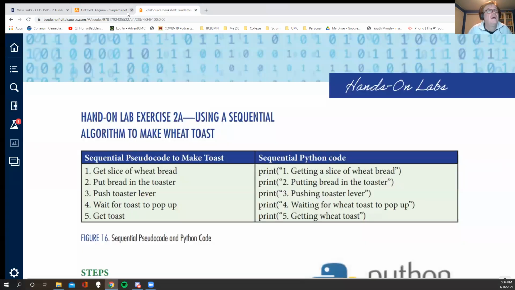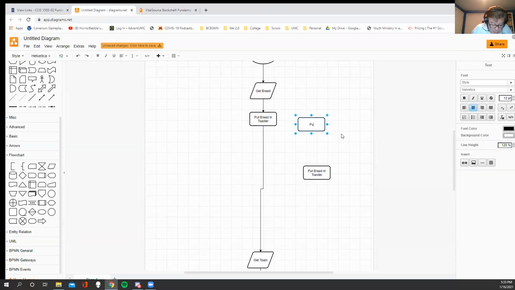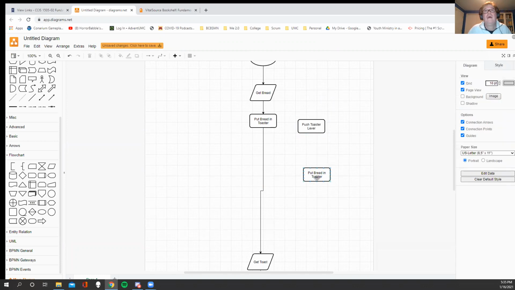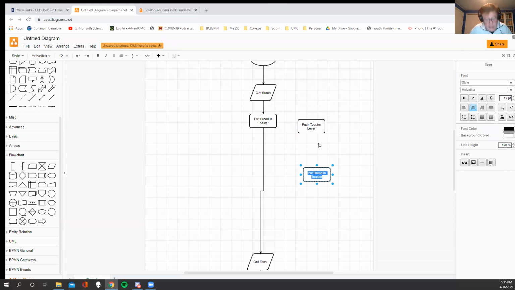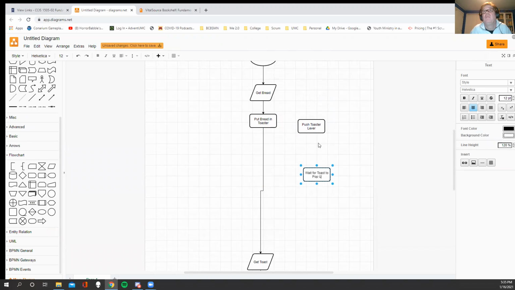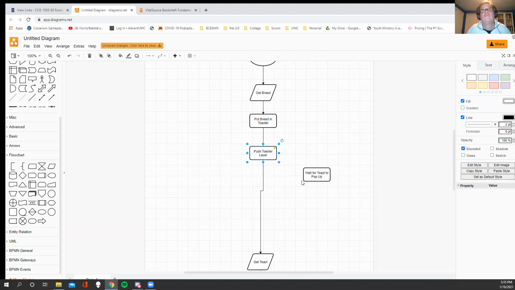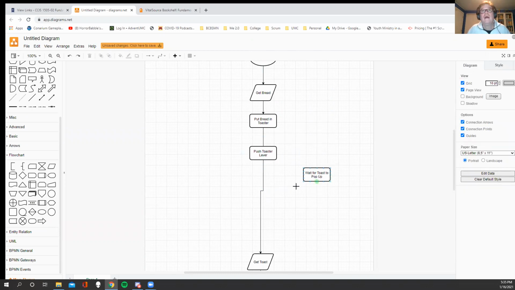And then one was push toaster lever. All right. And then this guy here was wait for toast to pop up. Okay. Wait for toast to pop up. All right. So now I'm going to put them in their spots right there. Nice. Let's not do that. No, again, thank you very much. I want to move the whole thing over.